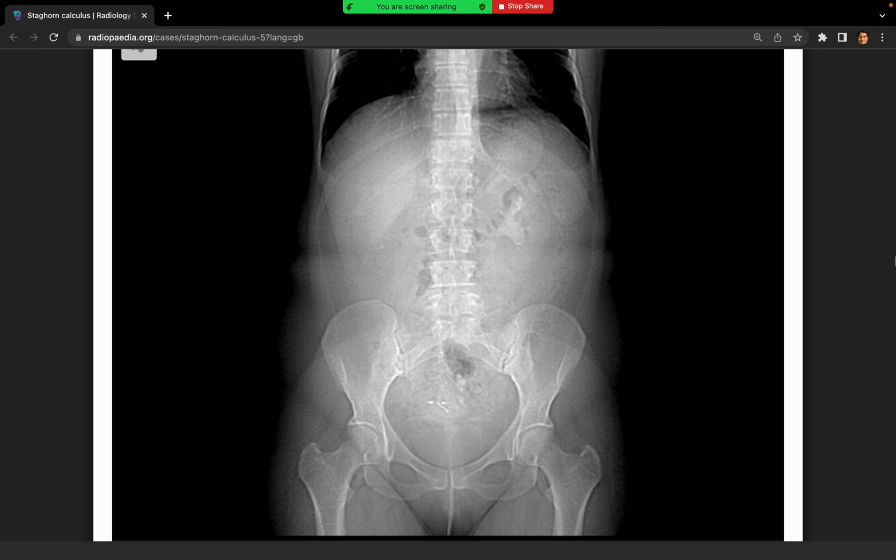I need to mention that the pictures were taken from the website Radiopaedia, which is a wonderful resource for anyone going through any radiological images, not only urology, even general surgery and other specialties. Any other finding in this scout picture?